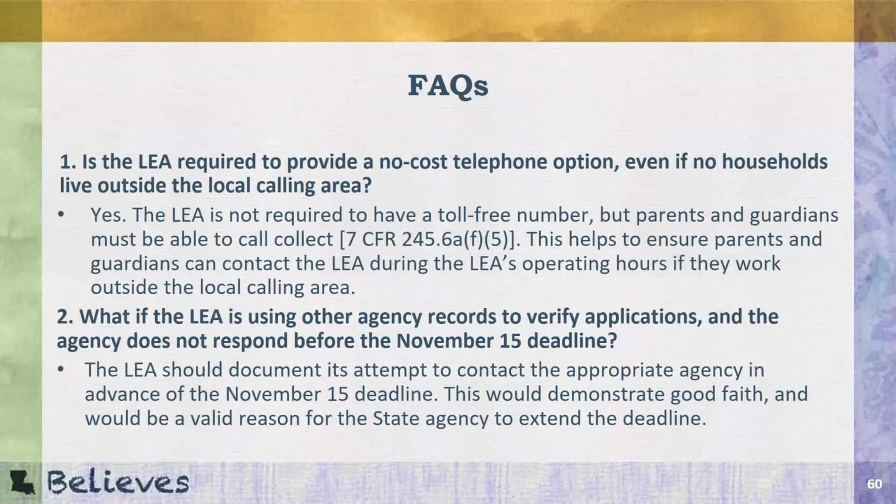Question 2. What if the LEA is using other agency records to verify applications and the agency does not respond before the November 15th deadline? The answer: the LEA should document its attempt to contact the appropriate agency in advance of the November 15th deadline. This would demonstrate good faith and would be a valid reason for the state agency to extend the deadline.